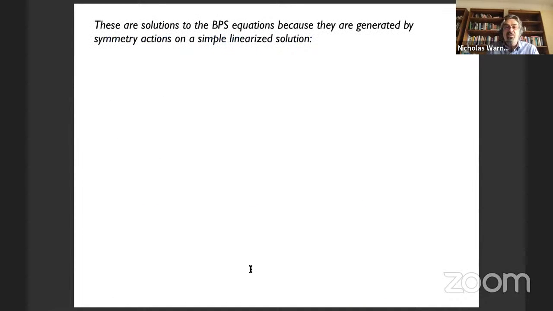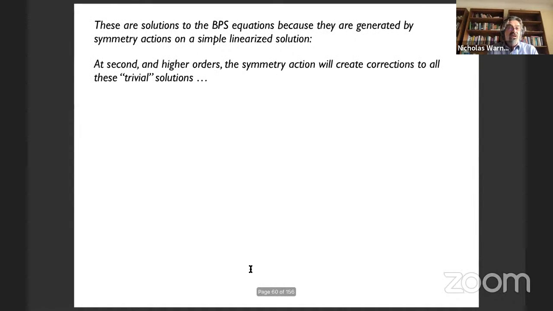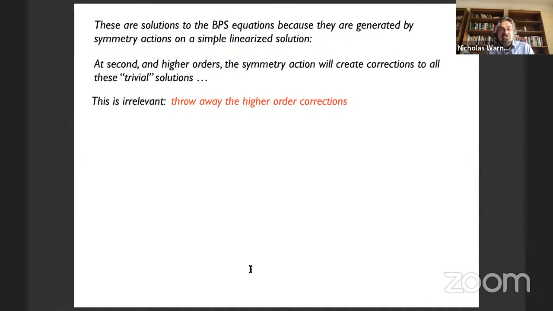Now, the point is that these are solutions to the BPS equations. They're generated by simple linearized symmetry actions on a simple linearized solution. At second and higher orders, the symmetry action will create all sorts of corrections. So if you want to get these solutions to higher order, you have to work really hard to do second and third order. But you're doing something stupid. This statement is irrelevant. You can throw away all the higher order corrections.